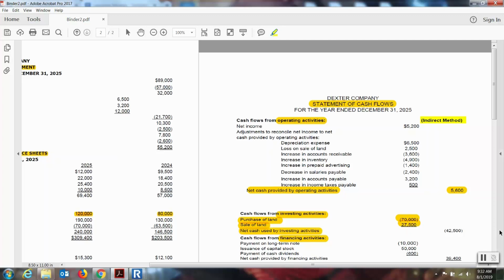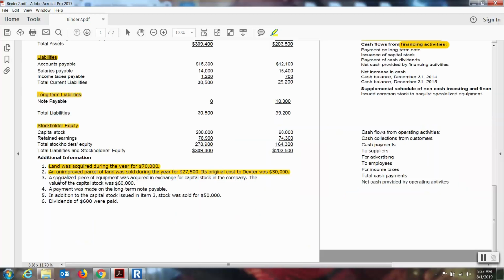The net cash provided by the investing activities, we're going to net those two numbers. A negative $70,000 plus $27,500 gives us a negative $42,500. That means that they spent more than they brought in for the investing section. We had the positive net cash provided by operating activities, and a lot of times if it is a negative number, you notice we're using the word used, net cash used by investing activities. So let's go look at the other details we have here.